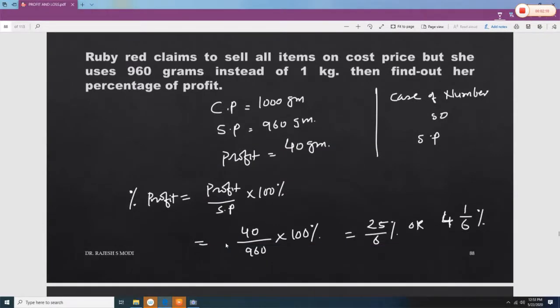Ruby Red claims to sell all items at cost price, but she uses 960 grams instead of 1 kg. So 1000 gram is the CP and SP is 960 gram. So it is a case of a number. In case of a number, SP is always less than CP when you are going to make a profit. So profit will be 40 grams, and it is a case of a number. So it has to be divided by the selling price, that is 960 gram, multiplied by 100. So that is 4 into 1/6%.